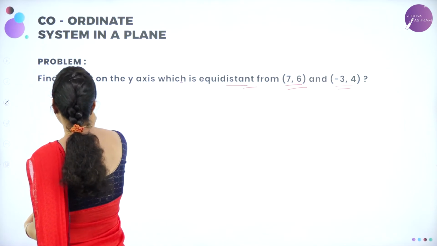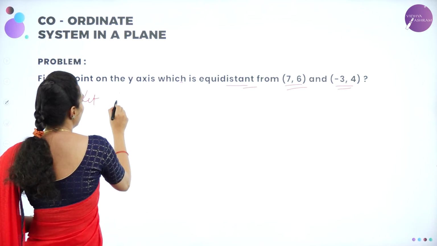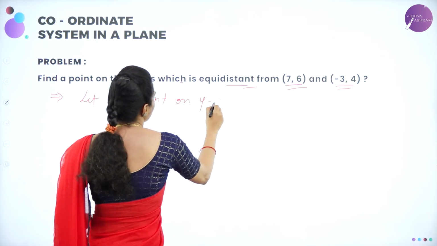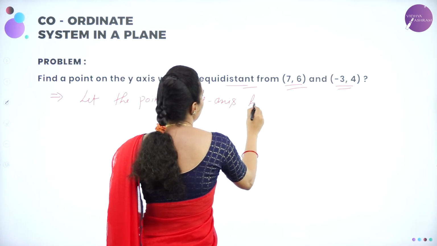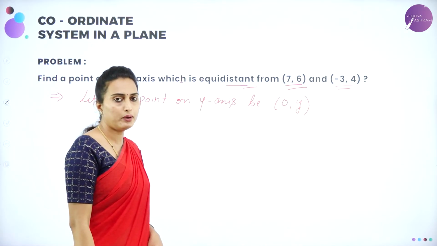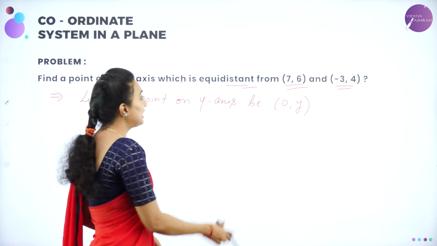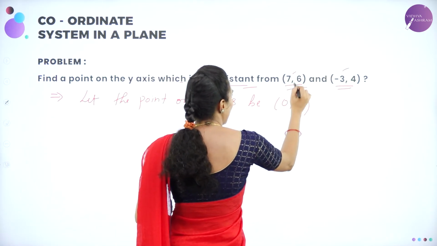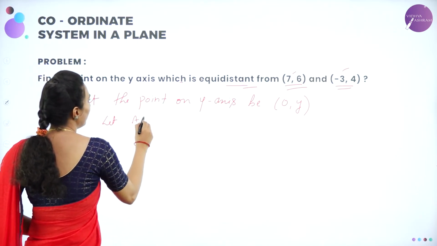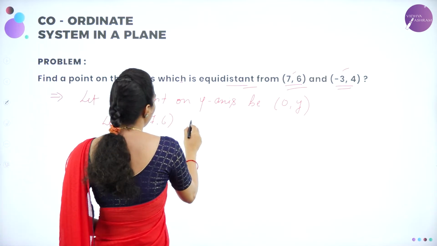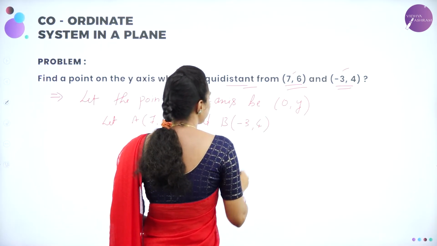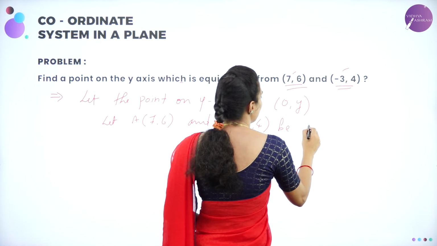According to the given, let the point on the y-axis be (0, y), because the x-coordinate will be 0 for a point on the y-axis. So this is equidistant from these 2 points. This and this means I am going to take, let A be (7, 6) and B be (-3, 4). Be the points.